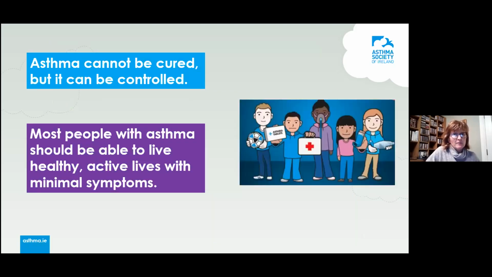So I suppose the big important thing is that asthma cannot be cured, but it can be controlled. That's really important. And most people with asthma should be able to live a healthy, active and normal life with a minimal amount of symptoms. About 5% of people that have asthma have very severe asthma and will end up going into hospital a lot, and maybe attending the chest doctor in the hospital, and they need specialist treatment. But for the majority of people that have asthma, they can be managed by their GP and their practice nurse.